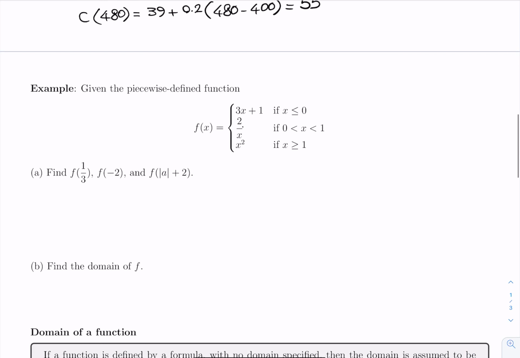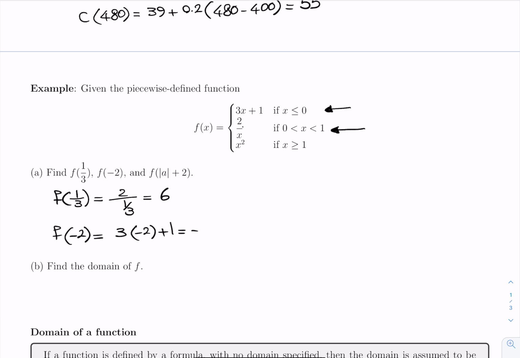Let's do a little bit of practice with this piecewise defined function. For example, we'd like to find f of 1/3, so we have to decide which condition 1/3 will satisfy. 1/3 is between 0 and 1. So we will use the second formula, that is 2 divided by 1/3. We get 6. F of -2. So which condition would -2 satisfy? The first one. It is less than 0. So which formula do we use? We use 3x plus 1. That's 3 times -2 plus 1, -5.